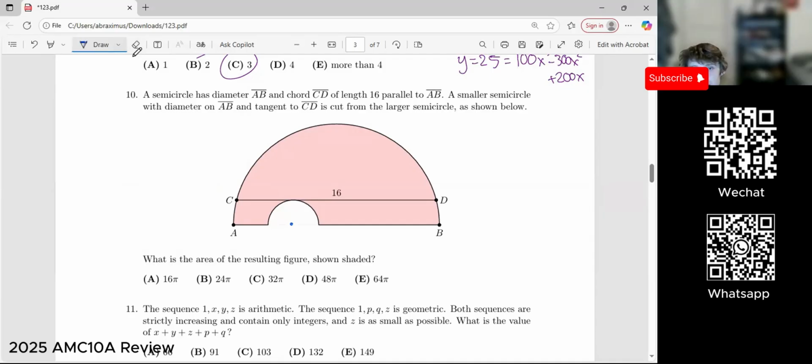A semicircle of diameter AB and chord CD of length 16 is parallel to AB. A smaller semicircle with diameter AB and tangent to CD is cut from the larger semicircle as shown below. What is the area of the resulting figure shown shaded?